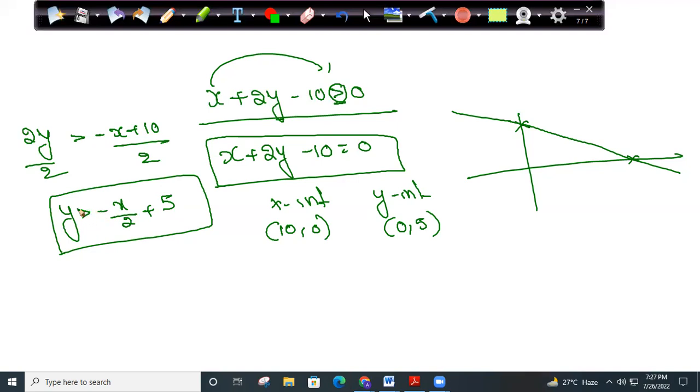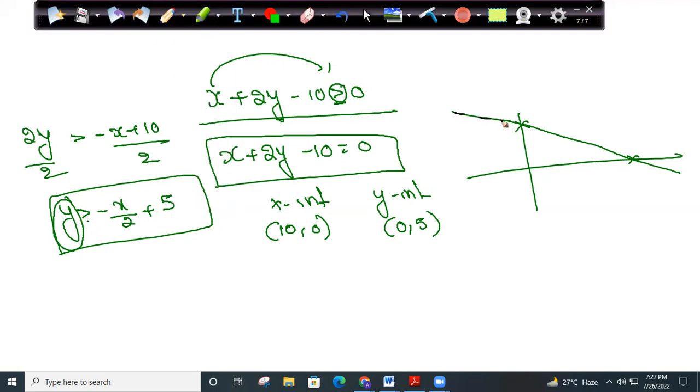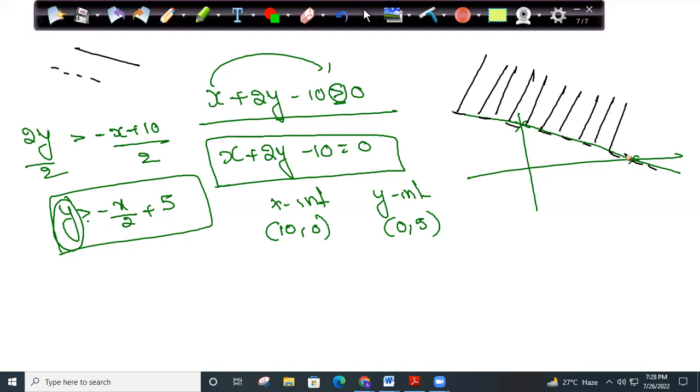Now, you need to see the sign after isolating y, not before. So after isolating y, is it greater than or less than? It is greater than. Just greater than means this line will become like this. Even this line is not included. There is a difference between a dashed line and a solid line. A dashed line means that line is not included. So greater means above this line. All the points above this line stand for greater than. You need to draw a dashed line, not a solid line, and just shade the points above.